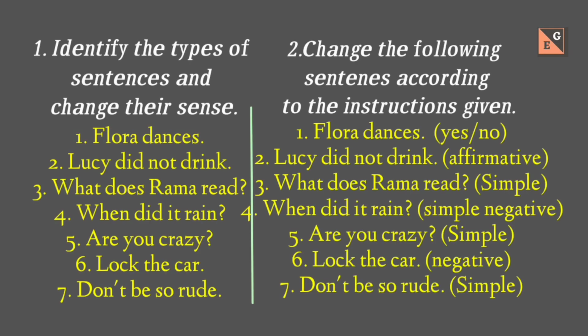Well, friends, let's have some exercise. We have learned the four kinds of sentences, and the first exercise depends on that. You have to identify the types of sentence, and then you have to change its sense. That is, if the sentence is affirmative or positive, you have to change it to negative, and vice versa. The second type of exercise is you have to change the sentences according to the instructions given in brackets. So let's start, and do ping your responses in the comment box.